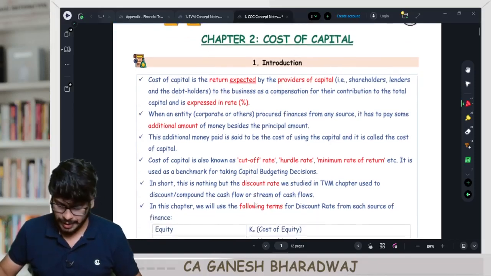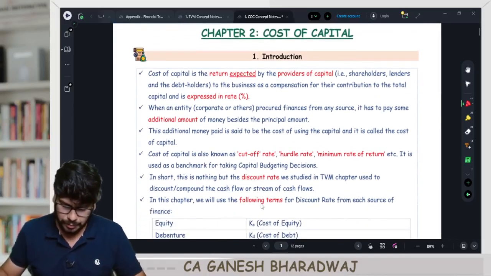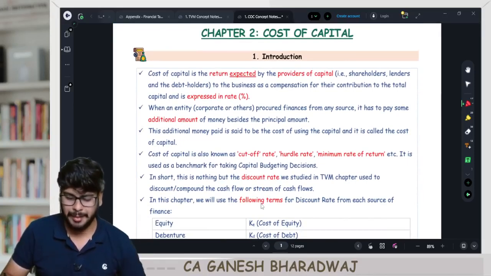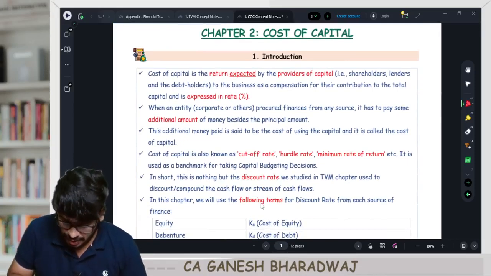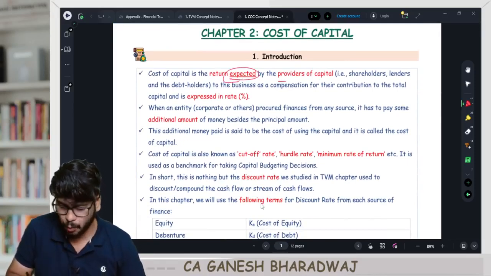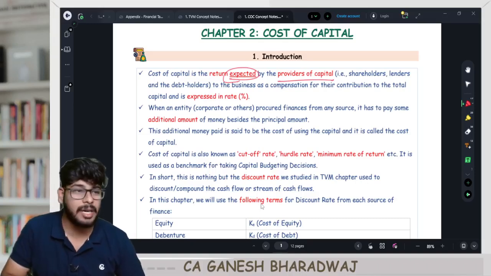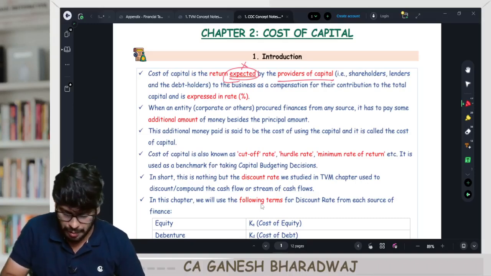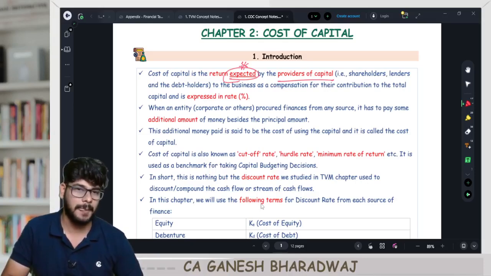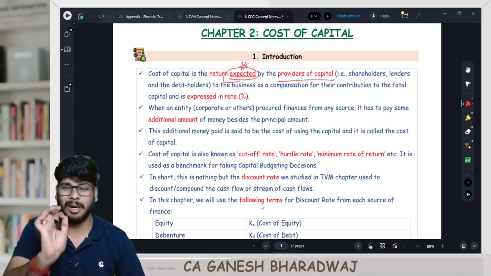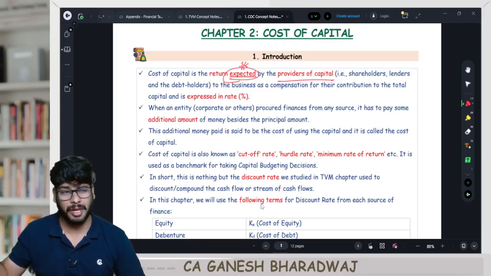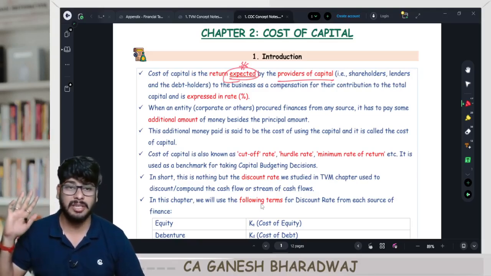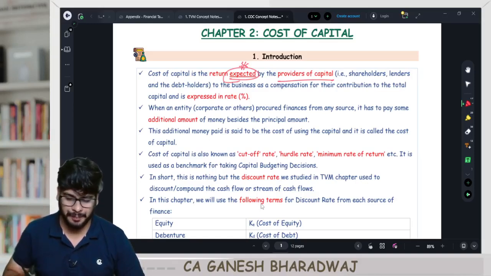Now, look at this. Take your concept decoder book. Look at this. Cost of capital refers to the return expected by the providers of capital. This word expected is the most important word in this chapter because I will just give you a hint right now and leave it there. When we are doing the sums, I will walk you through the spirit behind this word.